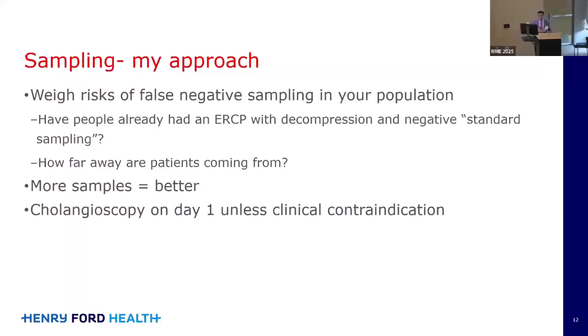I've taken up to 16 on one patient before when they've had a false negative sample before. So do whatever it takes to establish a diagnosis. My general approach is cholangioscopy on day 1, unless there's a clinical contraindication. Some of my mentors in the field have talked about how when you get a negative sample without doing cholangioscopy, you really don't know what to expect.